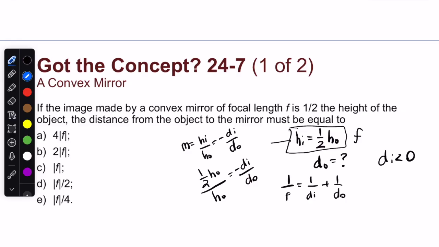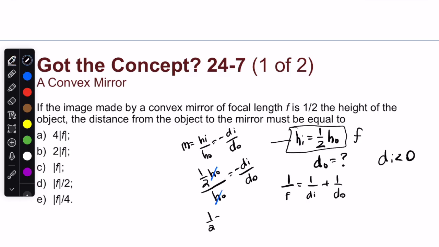So I solve for di. These guys get eliminated, and I get 1/2 equals negative di over do. So 1/2 do will equal di. And since I want to solve for do, I'm going to substitute for di. I'm going to get 1 over f equals 1 over 1/2 do plus 1 over do.